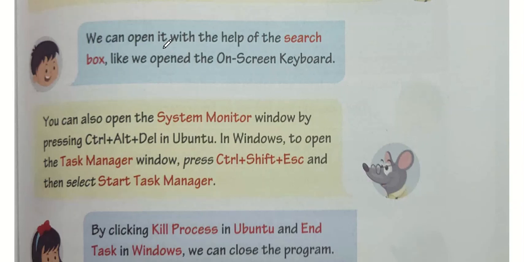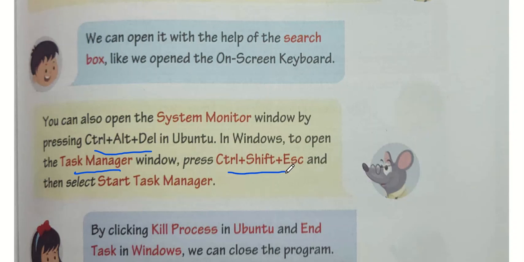Then Tejas, we can open it with the help of the search box like we open the on-screen keyboard. Then Mouse, you can also open the system monitor window by pressing Ctrl Alt Delete in Ubuntu. In Windows, to open the task manager window, press Ctrl Shift Escape and then select Start Task Manager. So Windows users, they have a shortcut also. They have to press Control Shift and Escape. In this way also you can open the Task Manager.